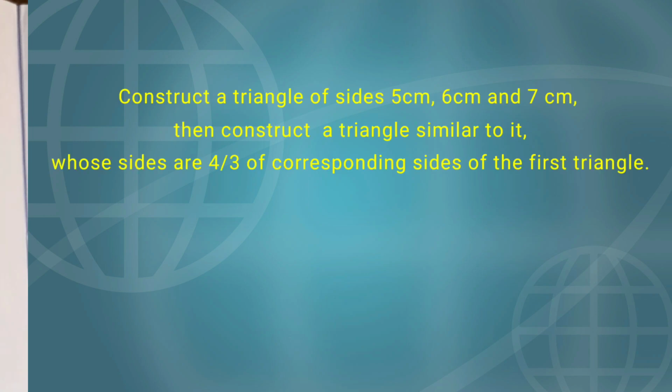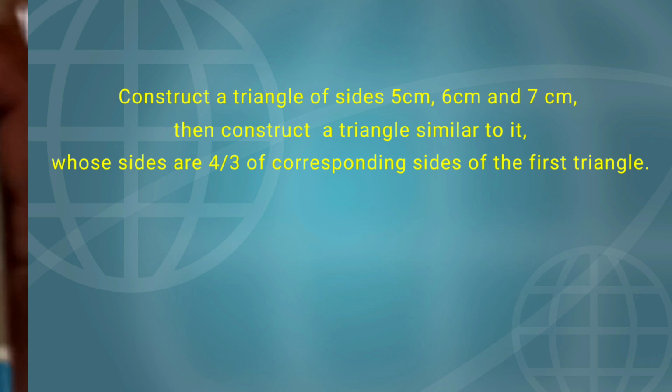So hi everybody, today's question. It is construction, most important. Construct a triangle of sides 5 centimeter, 6 centimeter and 7 centimeter. Then construct a triangle similar to it whose sides are 4 by 3 of the corresponding sides of the first triangle.